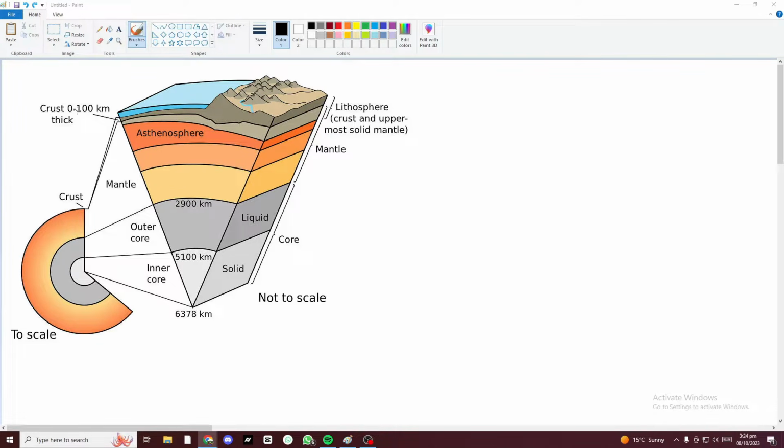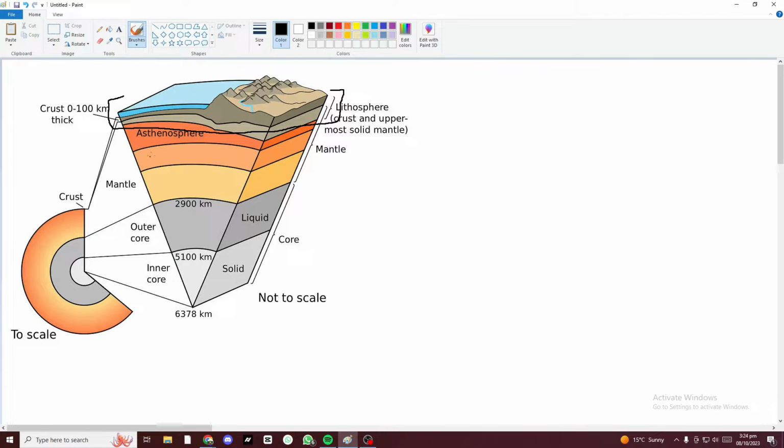The crust is about 100 kilometers thick at its thickest point. It is the Earth's outermost layer. So right here is the crust. This whole section here, the brownish gray section, is all the crust. It is made of solid rock and is relatively thin in comparison to the other sections of the Earth.